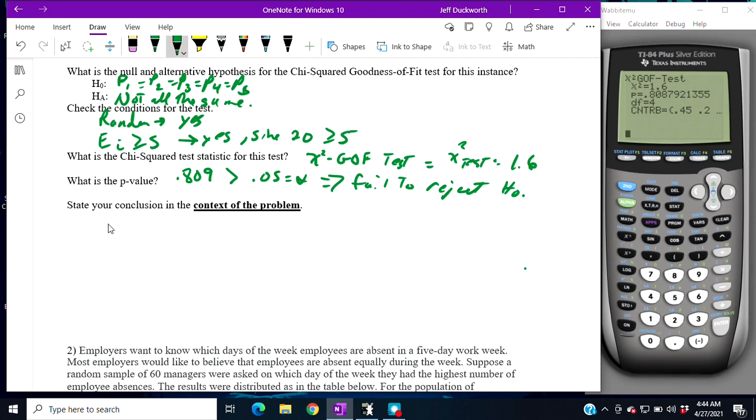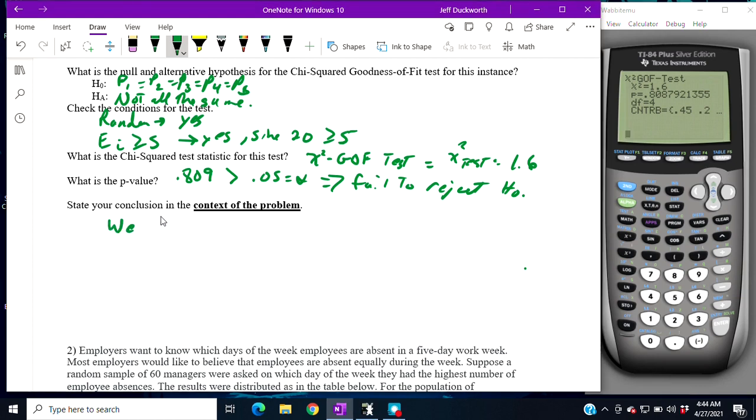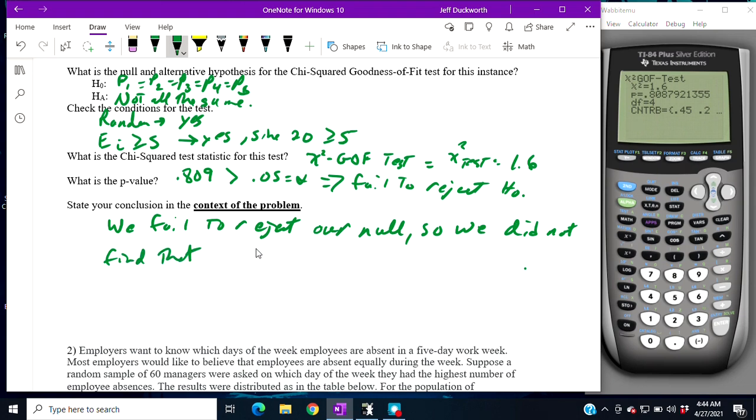So we don't have evidence indicating that there's a difference in the number of accidents. So we fail to reject our null. You can write the significance level in there if you want, but essentially what we're going to do is indicate that we didn't find that the number of accidents differed by day of the week.